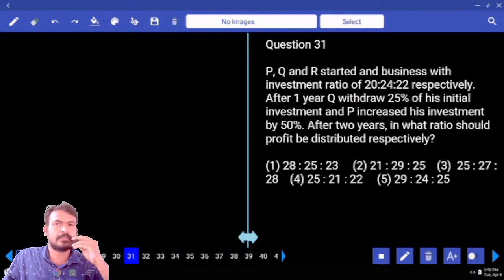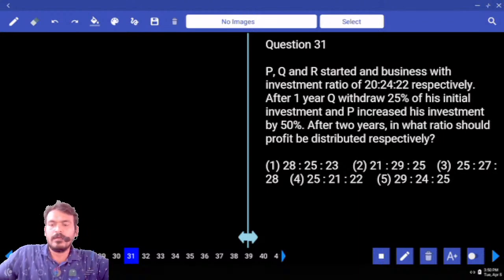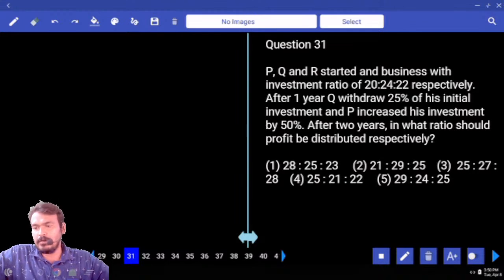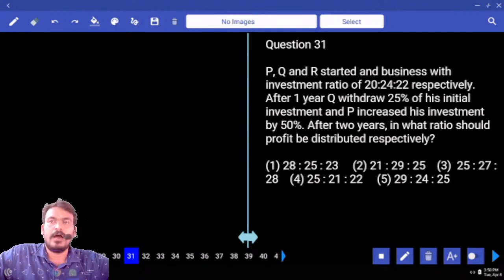Next question number 31. P, Q, R started a business with the investment ratio of 20:24:22 respectively. After 1 year, Q withdrew 25% of his initial investment and P increased his investment by 50%. After 2 years, in what ratio should the profit be distributed respectively?